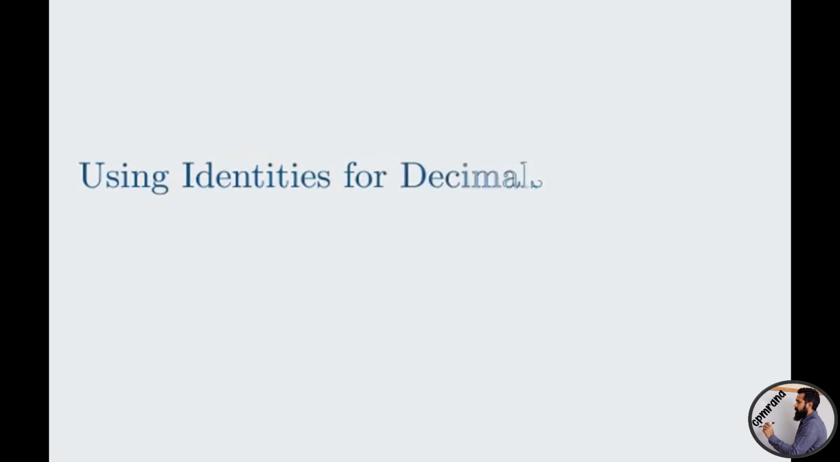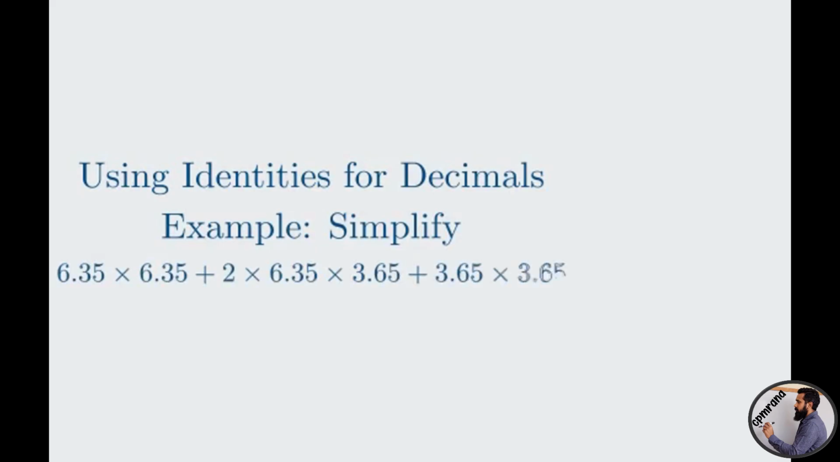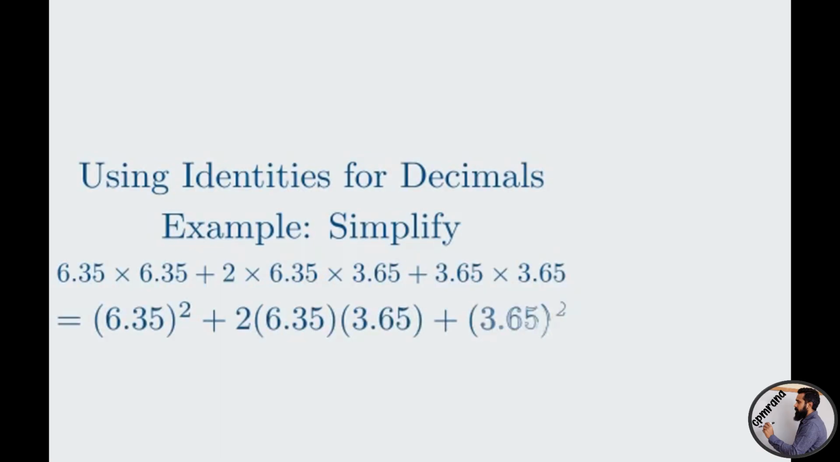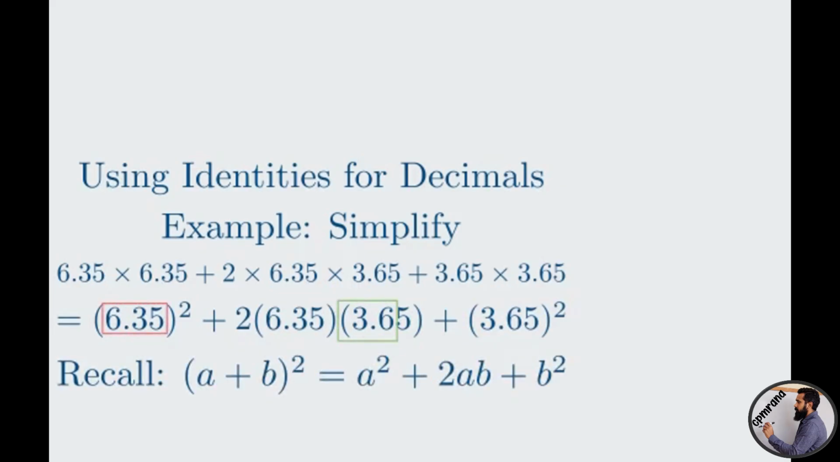Sometimes, identities can help us solve problems with decimals much faster than a calculator. Let's simplify 6.35 times 6.35 plus 2 times 6.35 times 3.65. Notice how the numbers repeat. We can rewrite the multiplication of the same numbers as squares. This fits our first identity perfectly, where a is 6.35 and b is 3.65.